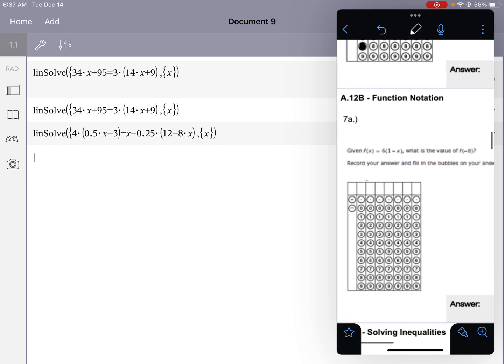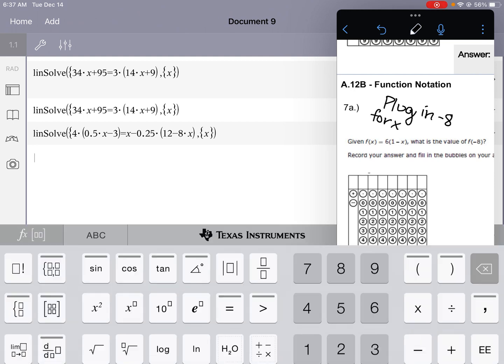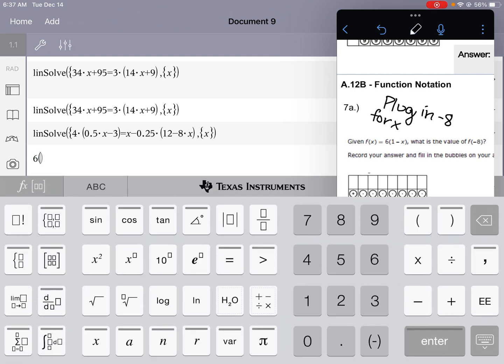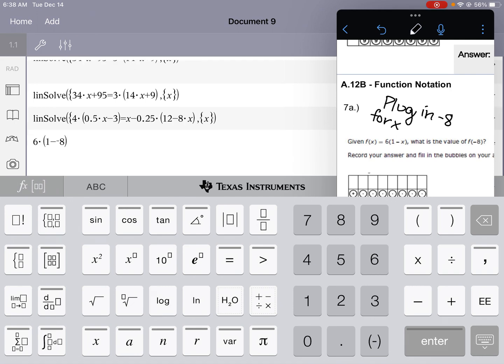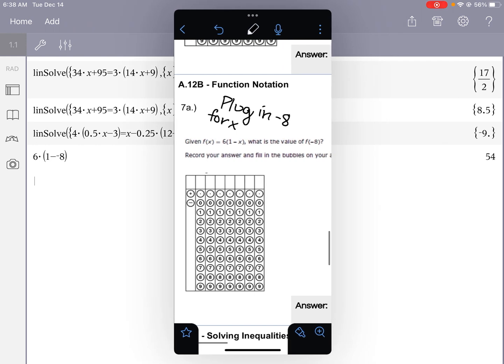Okay, looking at the next one, function notation. Given f of x equals, what is the value of f of -8? All we're going to do is plug in -8 for x. Okay, so I have 6 times 1 minus, I'm plugging in -8. Press enter. $54 is my answer.